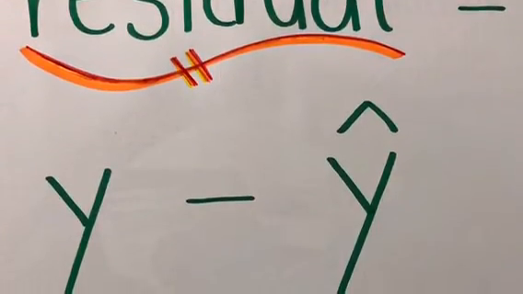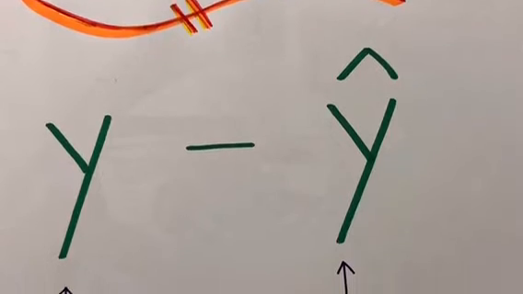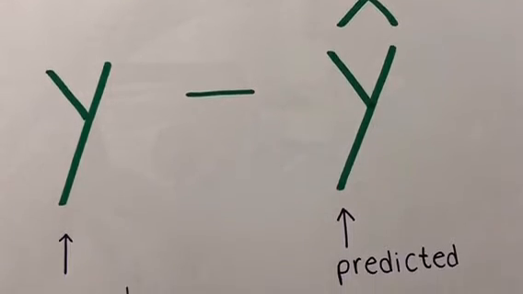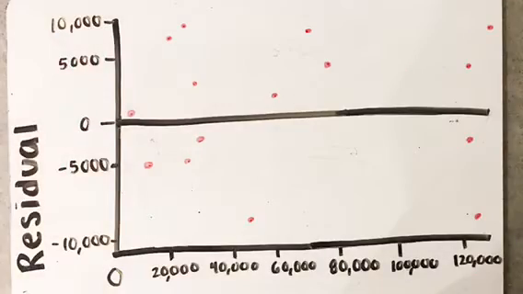A residual is the difference between the observed value and the predicted value, y minus y hat. When we look at a residual plot, we can determine if a linear model is appropriate for modeling the relationship between the two variables. A residual plot is a scatter plot of the residuals against the explanatory variable. When there is a distinct curve or pattern on the residual plot, a linear model would not be appropriate.